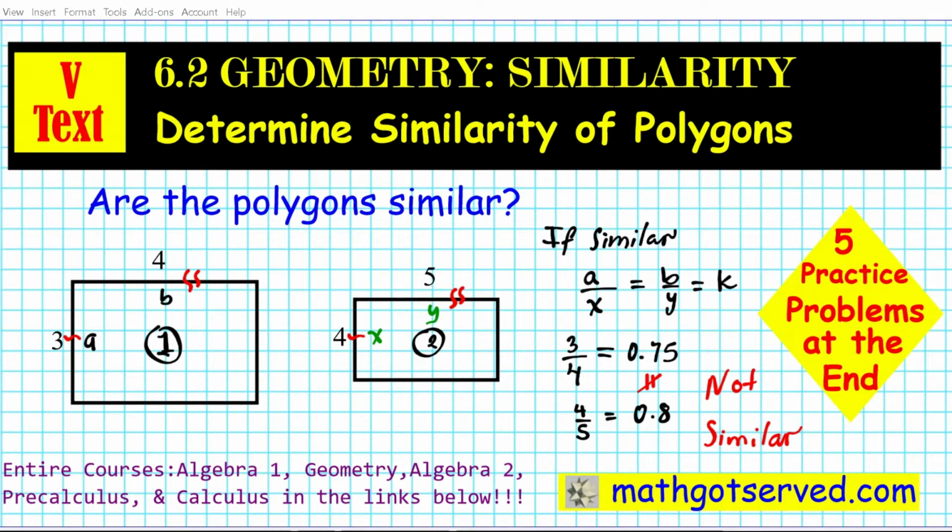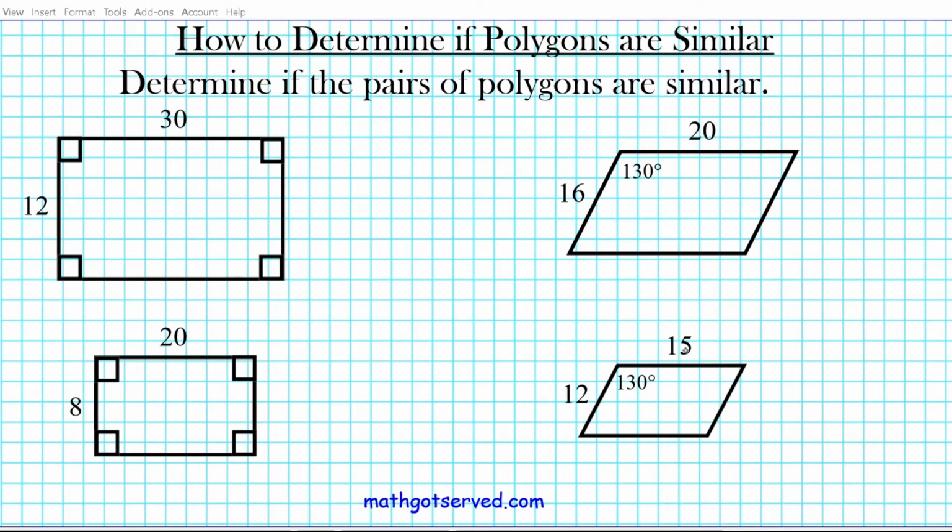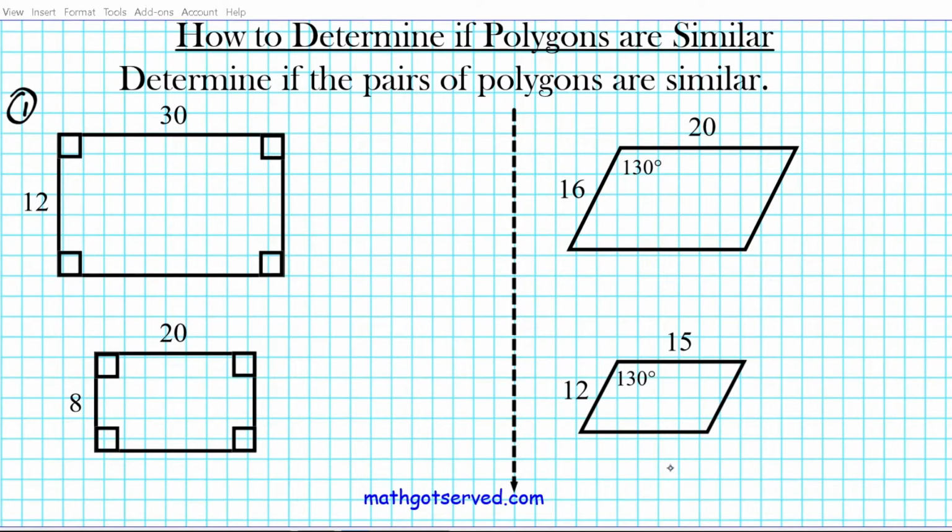Alrighty, let's take a look at question number 1. In question number 1, we have these two rectangles here, and we're to determine if they are similar. So if we want to determine if the two polygons in number 1 are similar, basically corresponding sides have to be in proportion. So if we take a ratio of corresponding sides, they must always be the same.